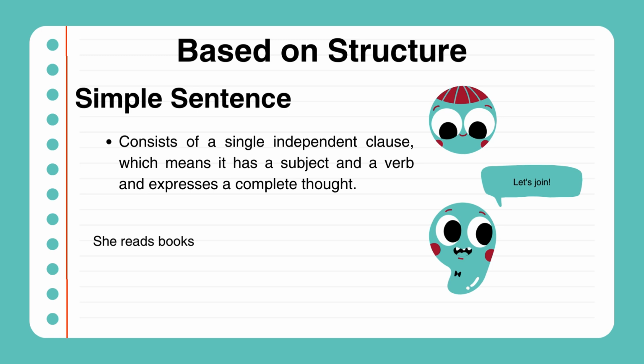Based on structure. Simple sentence. A simple sentence consists of a single independent clause, which means it has a subject and a verb and expresses a complete thought. Example, she reads books. In this example, she is the subject, reads is the verb, and books is the object. This sentence is complete in itself and does not require additional clauses to convey its meaning.